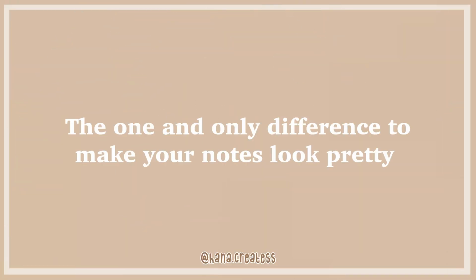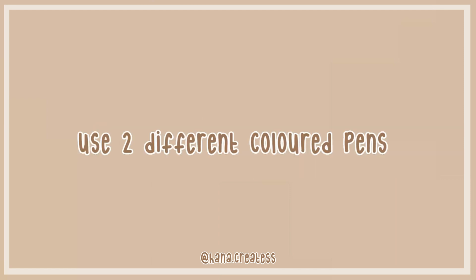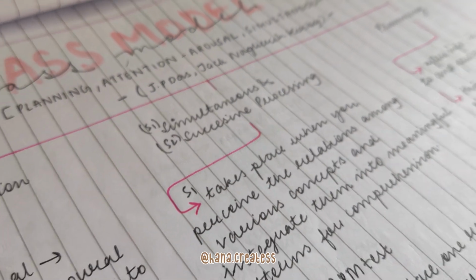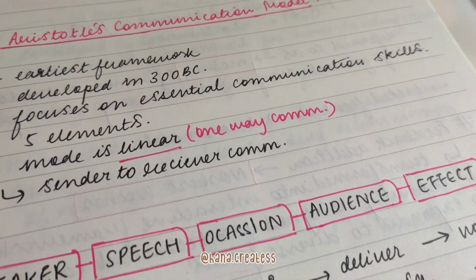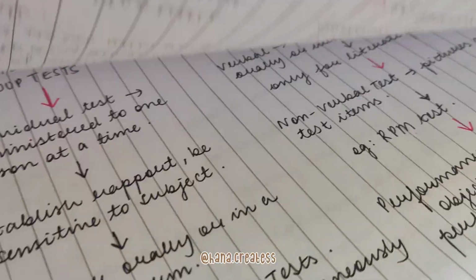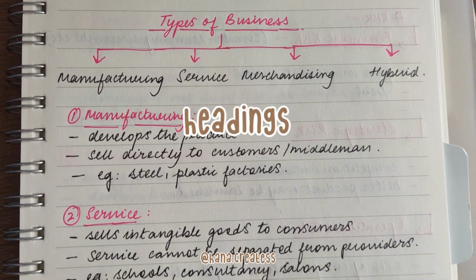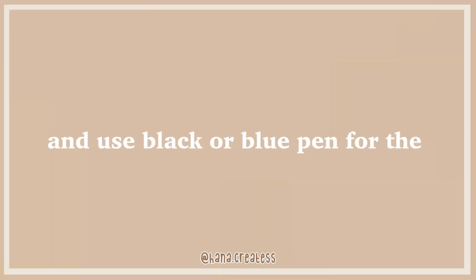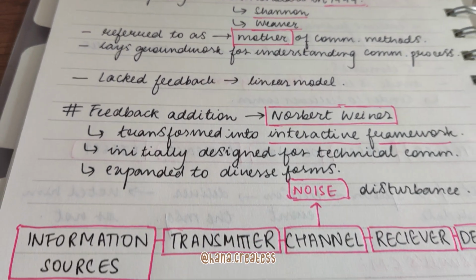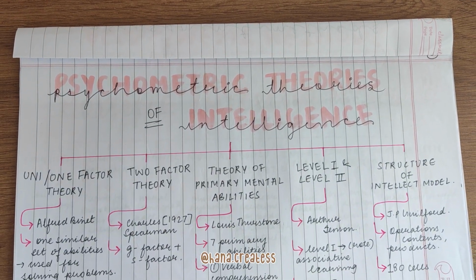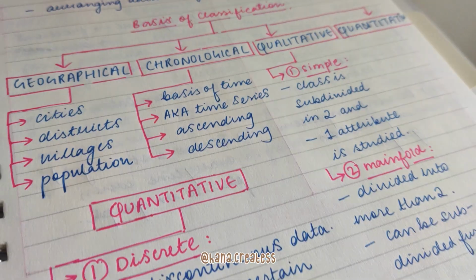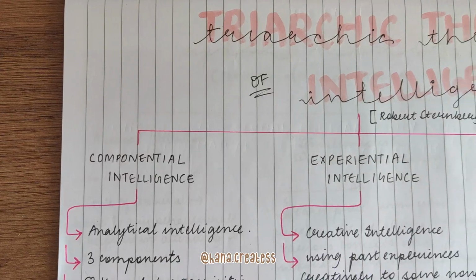So the one and only difference to make your notes look pretty is to literally use two different colored pens. Now I'm not saying to use black and blue, otherwise it will look just like a school notebook, and we don't want that. So what I generally do is take my favorite color, in my case pink, for the headings and subheadings, and then use black or a blue pen for the content inside. Just by using two different colored pens, you can change the whole look of your notes. So if you're doing this, then half your job is done in making your notes look pretty.